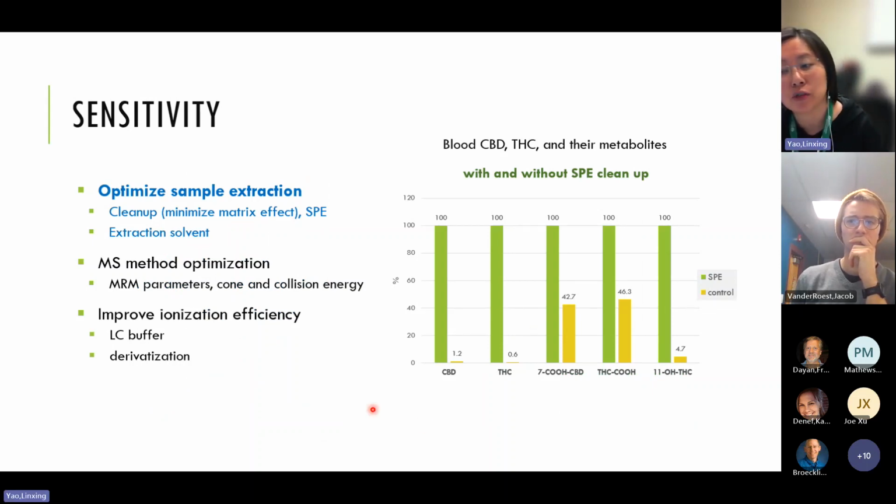Sensitivity. One of the advantages of the triple quad instrument is the high sensitivity it provides. However, it takes some effort to achieve the best sensitivity for a specific method. There are a few approaches that can be used. The example given here is a method for measuring blood CBD, THC, and their metabolites.